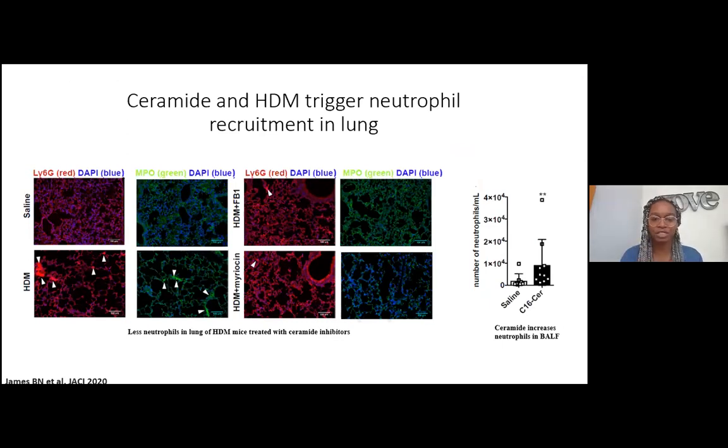And then in a separate experiment, I took C57 black 6 mice and gave them one intranasal injection of just C16 ceramide. And C16 ceramide alone was able to significantly increase the number of neutrophils within the BAL. And so both of these results support our hypothesis that not only house dust mite, but ceramide specifically can trigger the recruitment of neutrophils in asthma models.